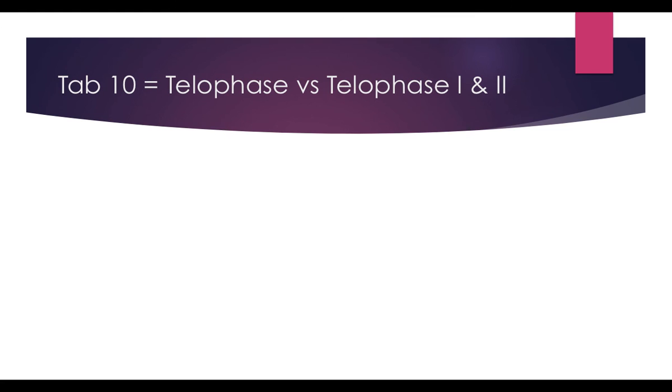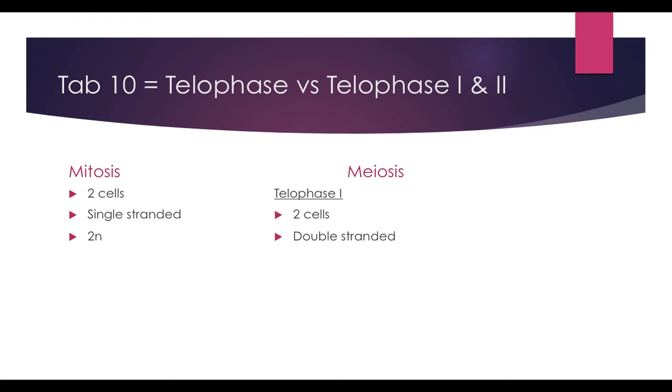The last tab, the back page, is your telophase versus telophase 1 and telophase 2. So in mitosis, we get 2 cells with single-stranded chromosomes, and it is diploid. In telophase 1, I end up with 2 cells with double-stranded chromosomes that are haploid. In telophase 2 of meiosis, I end up with 4 cells total at the end, single-stranded chromosomes, and I am haploid.